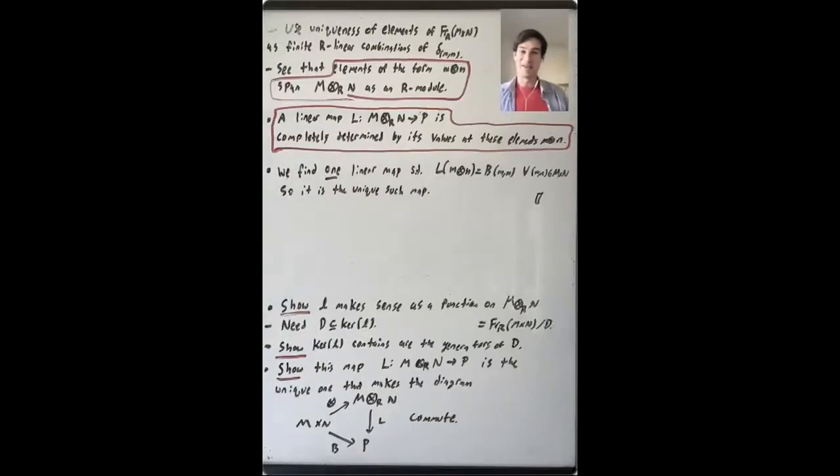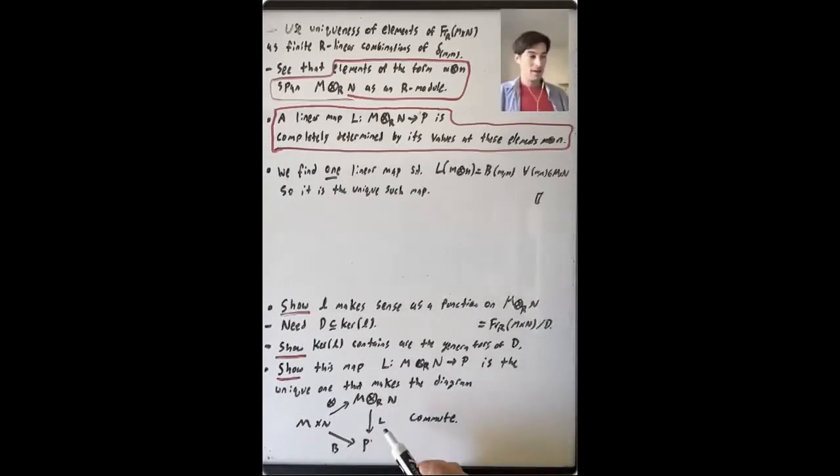Let's finish up this discussion of the existence of the tensor product. We use the universal mapping property for free modules to get a linear map from our free module down to P. And then we have to show some things about how this map behaves at the generators of this special submodule D to show that that gives a linear map from the tensor product to P. And now we want to show that this linear map that we got is the unique one that makes this diagram commute.